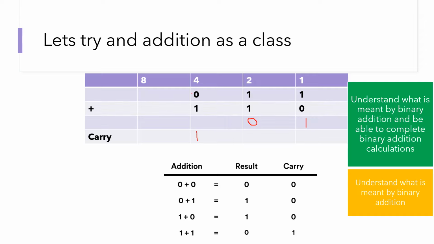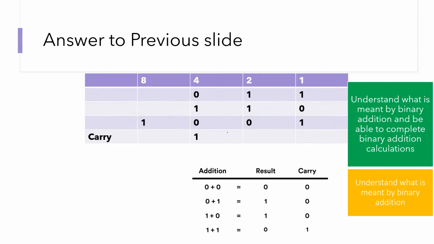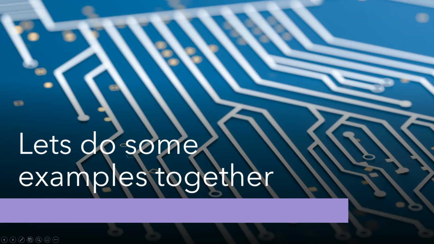So again, 0, add 1, add 1. We ignore that 0, and because there's already two 1s there, we just do 1 add 1. So again, 0, and the 1 left over, we just put in this column here. So our binary number, 0, 1, 1 add 1, 1, 0, is 1, 0, 0, 1. And you'll see that on the next slide.